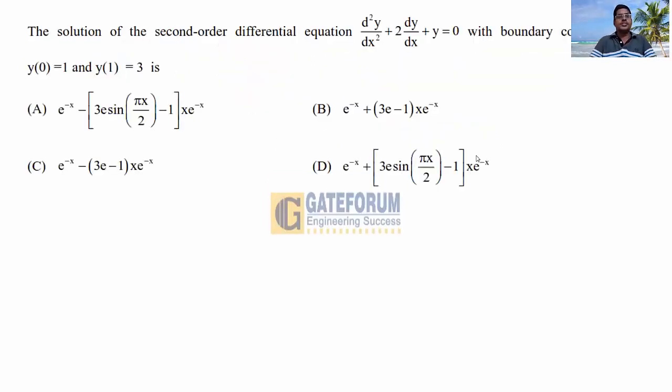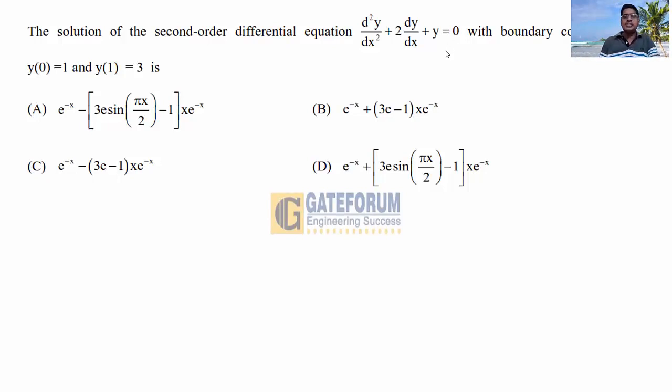The question is: the solution of the second order differential equation d square y by dx square plus 2 dy by dx plus y is equal to 0, with the boundary conditions y of 0 is equal to 1 and y of 1 is equal to 3, is. Four options A, B, C, D are given. This question is from engineering mathematics, from the topic differential equations, subtopic higher order differential equations with constant coefficients.